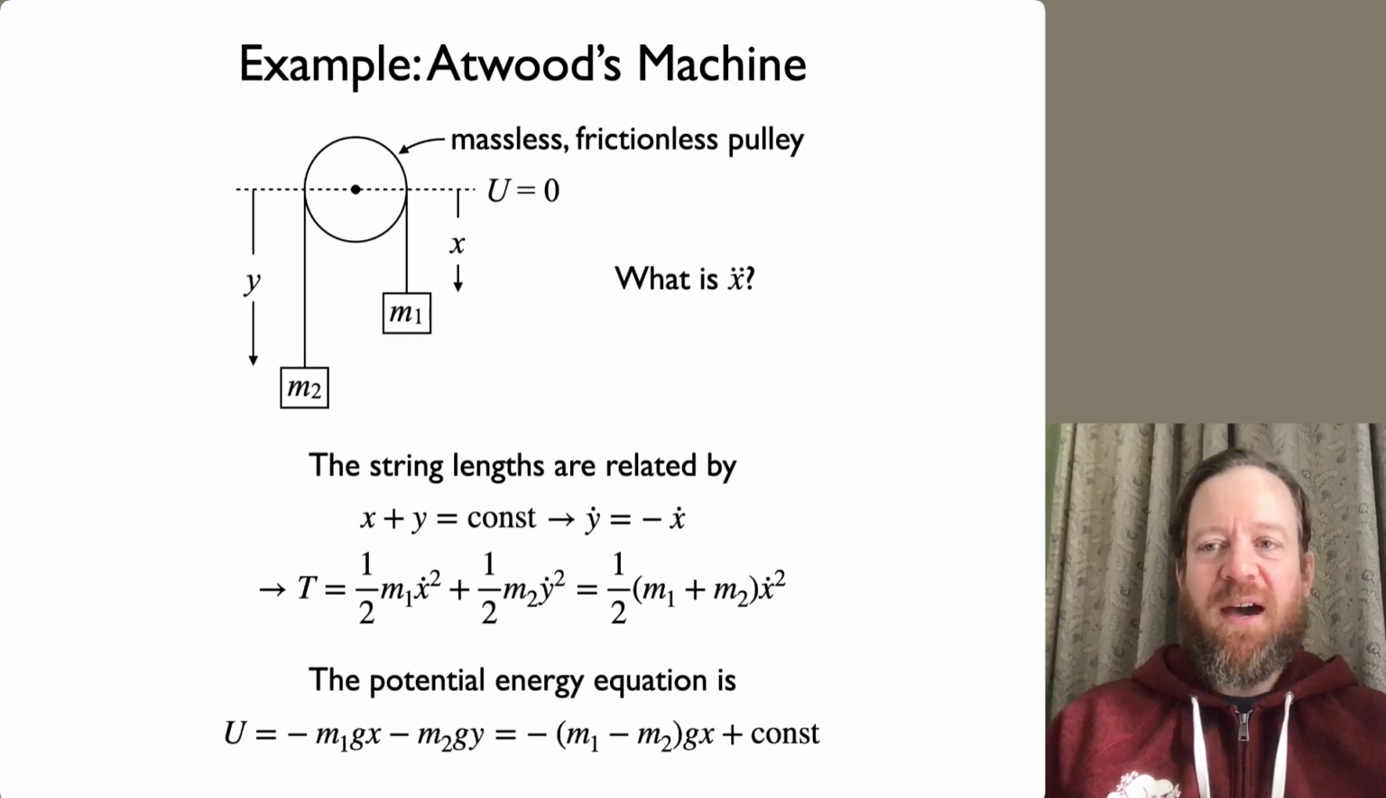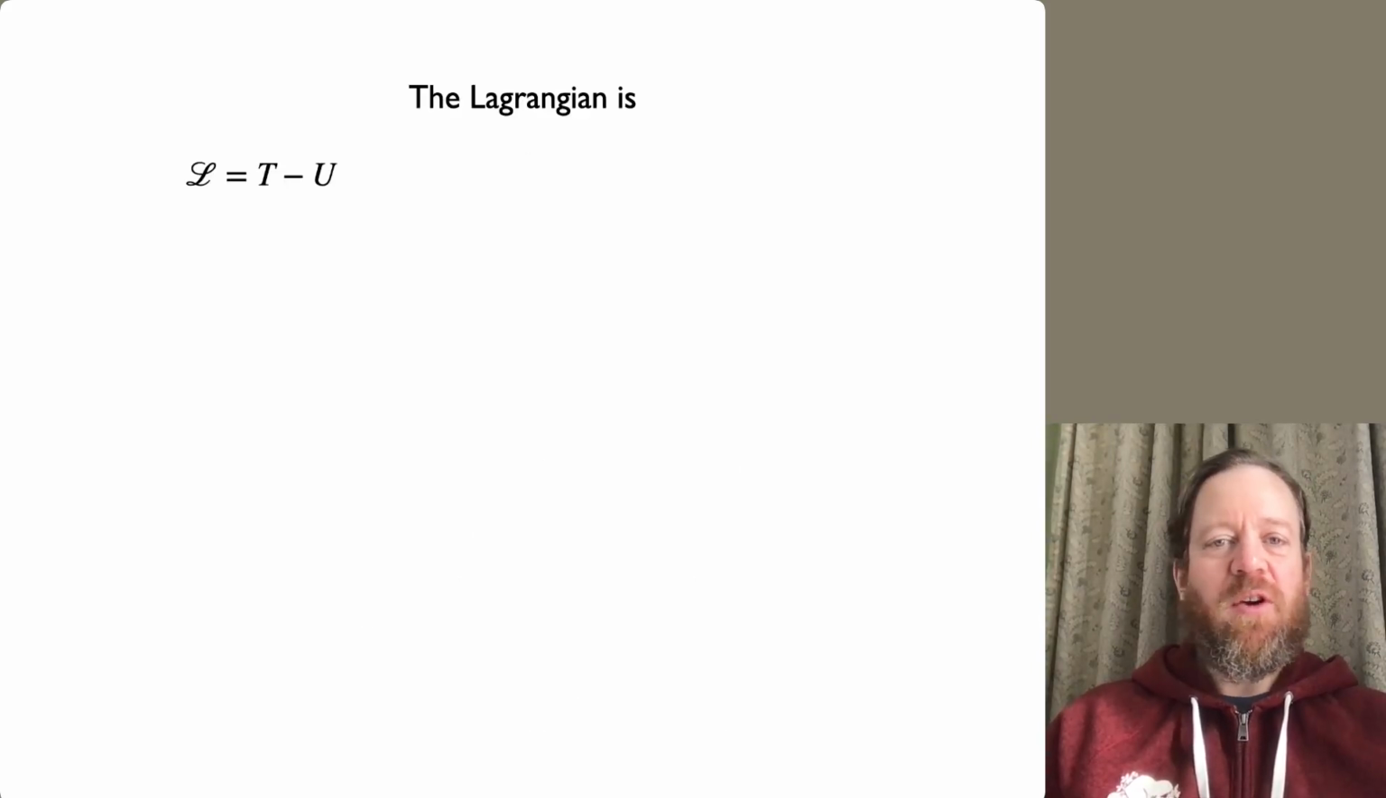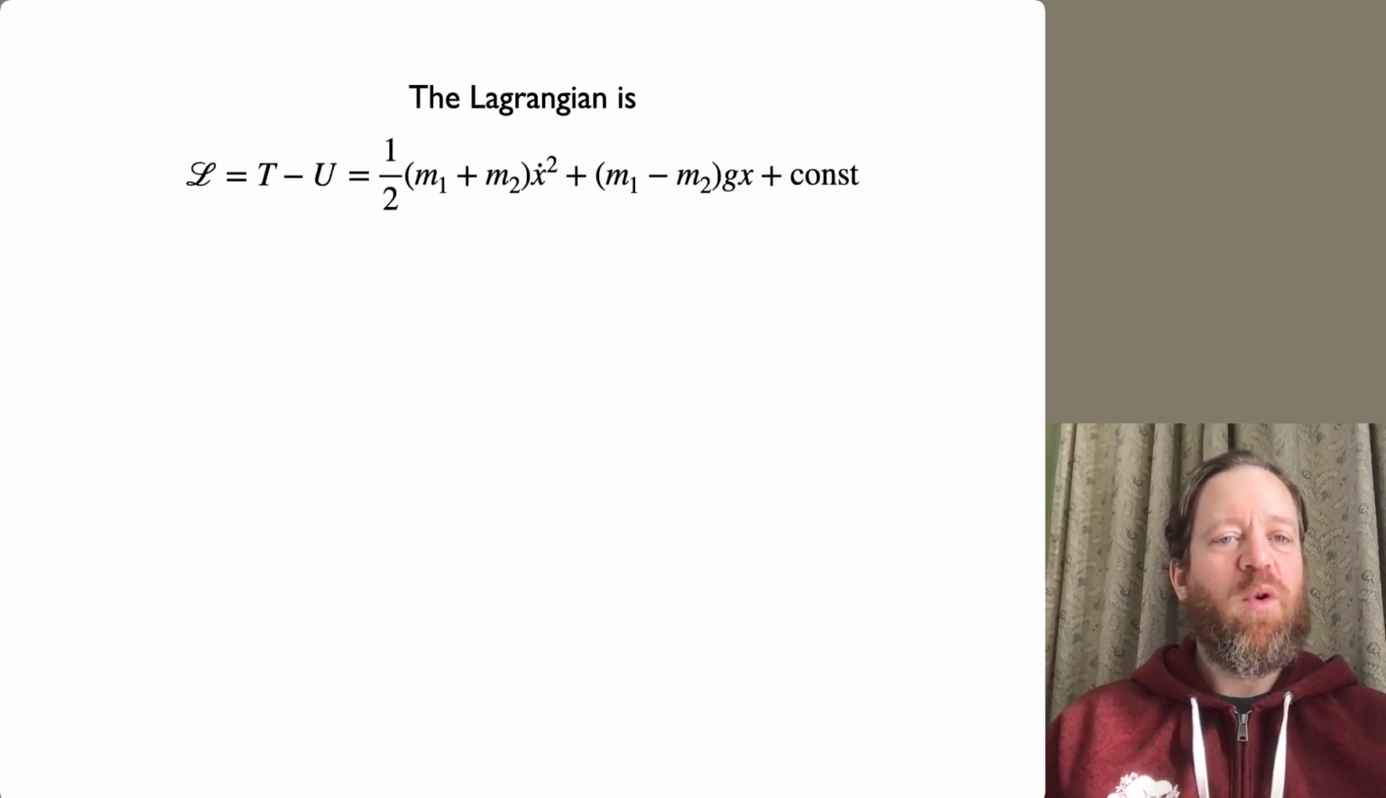Okay, so we have the kinetic energy, we have the potential energy, and from this, using the standard Lagrangian approach, we can calculate the Lagrangian itself. It's just the difference between the kinetic energy and the potential energy. So we substitute from the two equations on the previous slide, and we find this gives 1/2 (m1 plus m2) times x dot squared plus (m1 minus m2) times g x plus some constant.